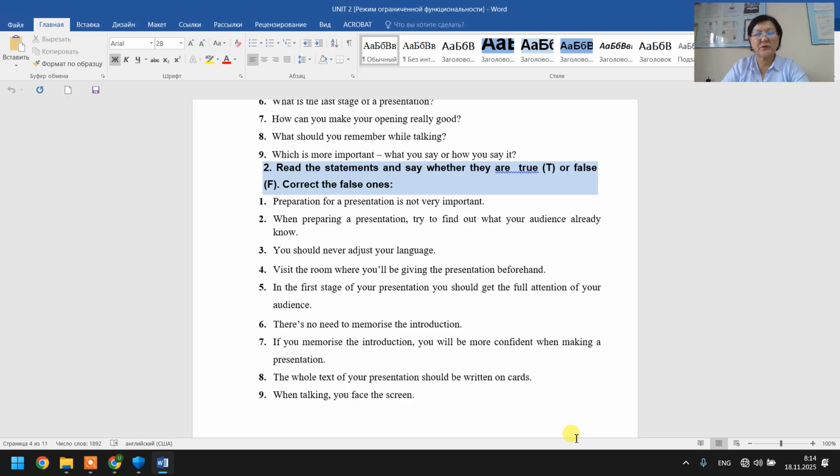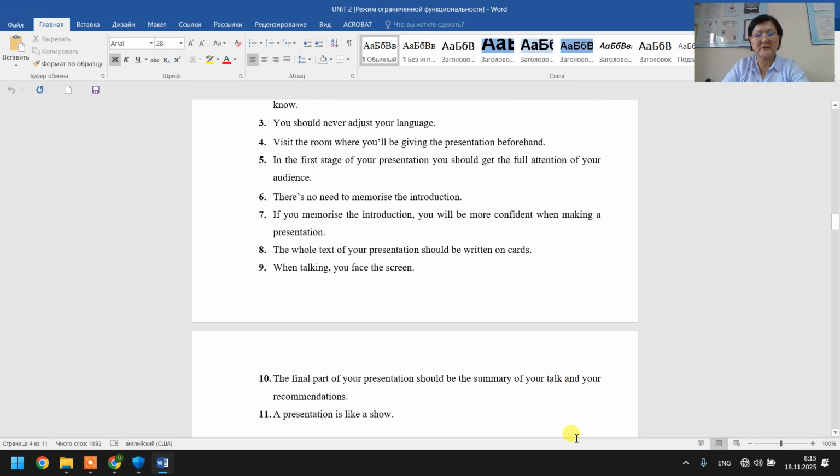The first is: preparation for a presentation is not very important. I think that it's false, because preparation for the presentation is always important. Because how you make your presentation, it goes on. The audience will evaluate your preparation, whether the material given in your presentation is important, necessary, and the steps of your presentation. Yes, all should be done by the rules given for a presentation. And in the following case, we do the other statements.